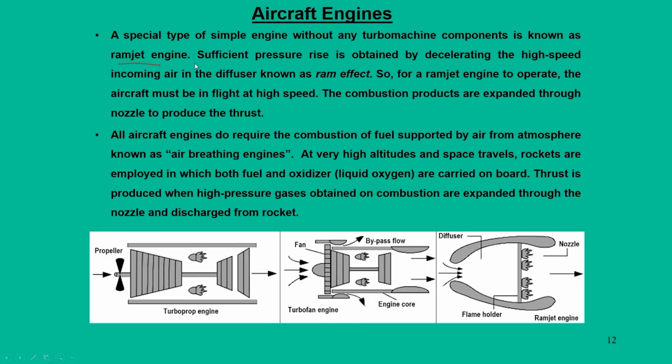When we have a sufficient pressure rise in the air inlet or duct systems, the decelerating effect of high speed air in the diffuser is known as ram effect. That is the reason we call these ramjet engines. For a ramjet engine to operate, the aircraft must be in flight at high speed, and initially it has to be powered through a conventional jet engine, and subsequently the ramjet engine has to be fired.